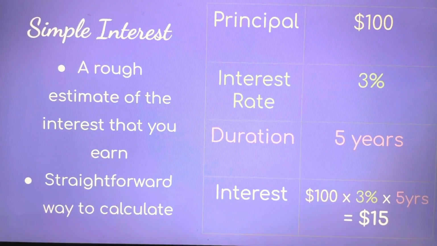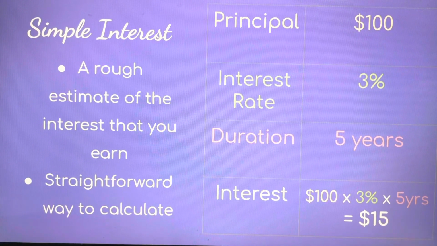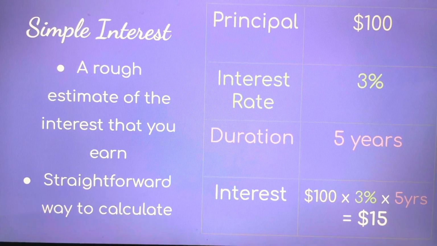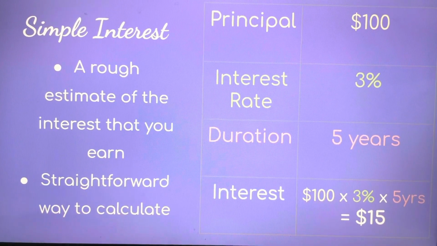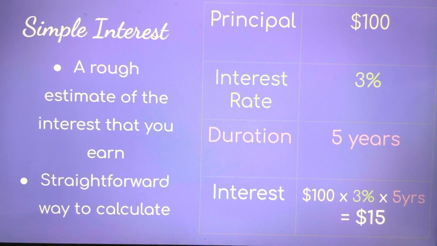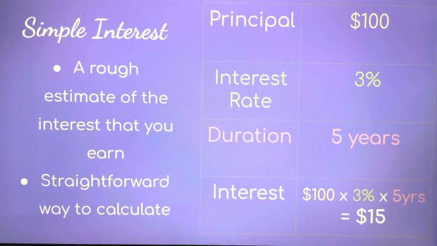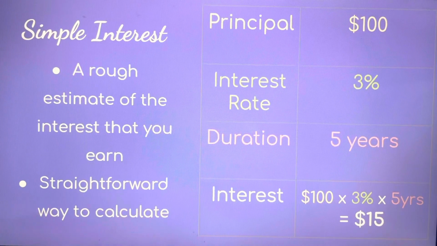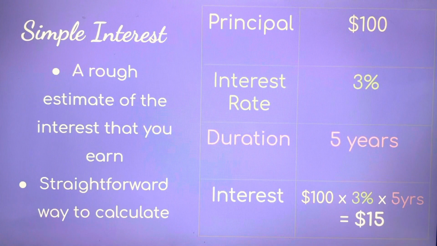Now let's talk about simple interest. I just want to touch on this a bit because most of us have learned this during elementary school. Simple interest is an easy way of getting a rough estimate of how much interest you earn. It is also very straightforward to calculate, but is less precise than compound interest. You calculate simple interest by taking the original principal of money, $100, and multiplying it by the interest rate, which is 3%, and the duration, 5 years. So the total simple interest that you get is $15.